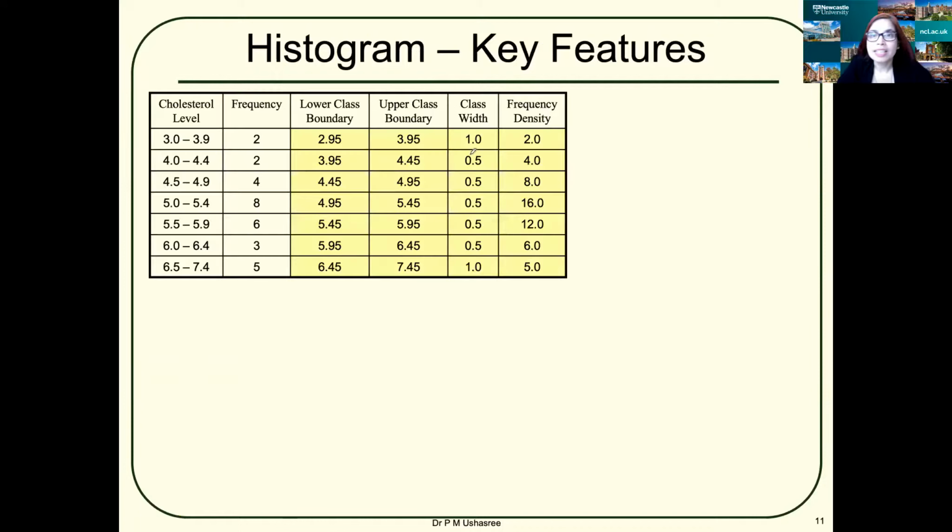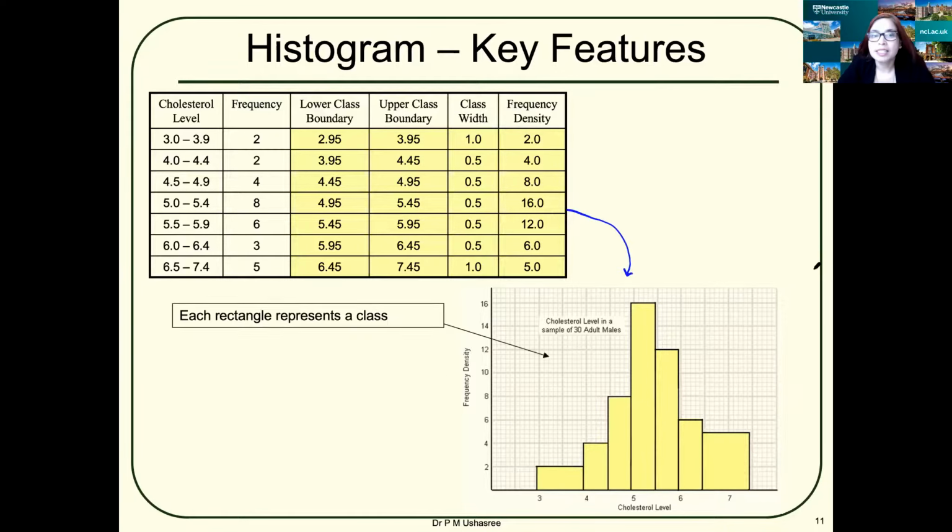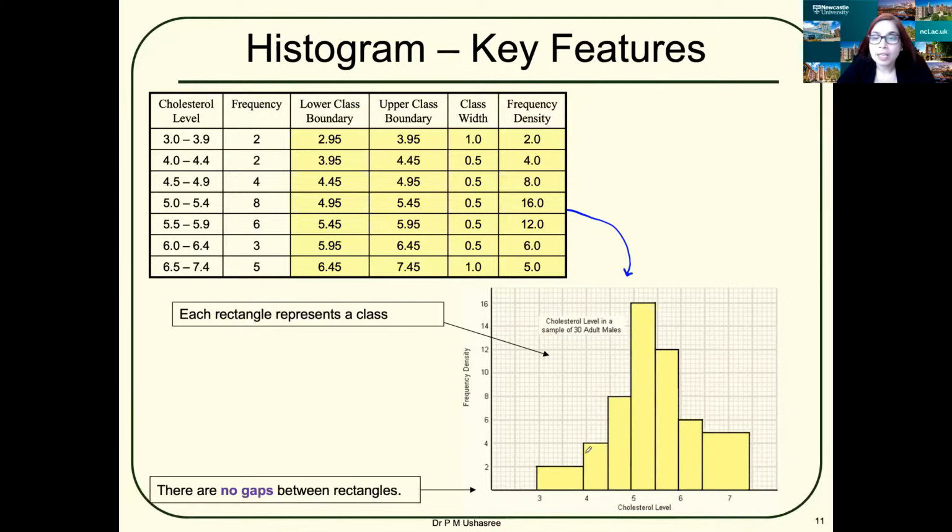Okay, so let's look at some key features of a histogram. If you are given a table, you can draw a histogram, and each rectangle represents a class. We have seen that. There are no gaps. Unlike the bar graph, there are no gaps between rectangles. And why do you think it is like that? Good, that's right. There are no gaps between the rectangles.